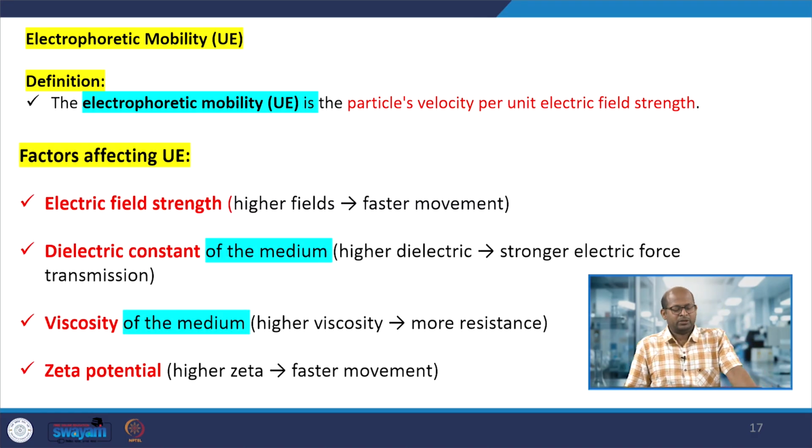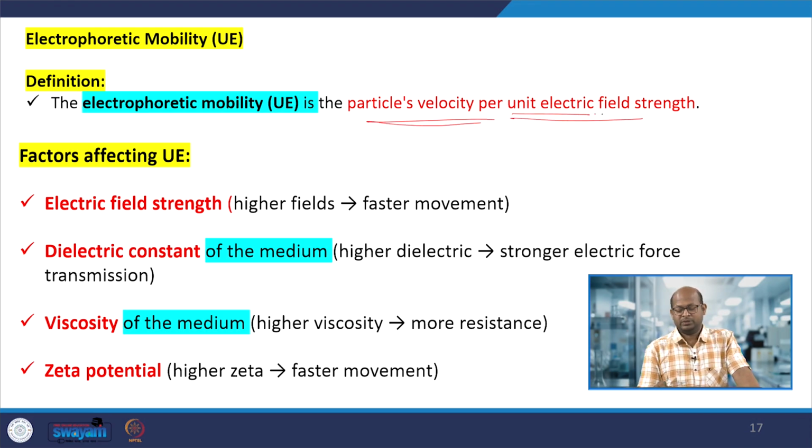So electrophoretic mobility is the particle movement, that is, the particle velocity when an electric field is applied. It is the particle velocity per unit electric field strength. So electrophoretic mobility, the movement of the particles in a colloid solution, is what defines it.